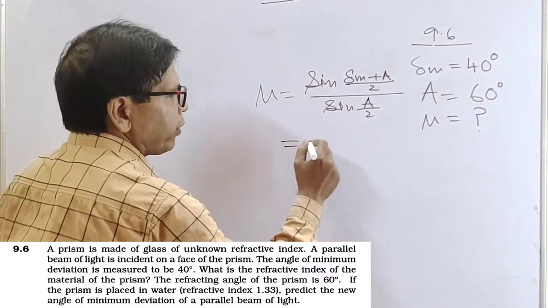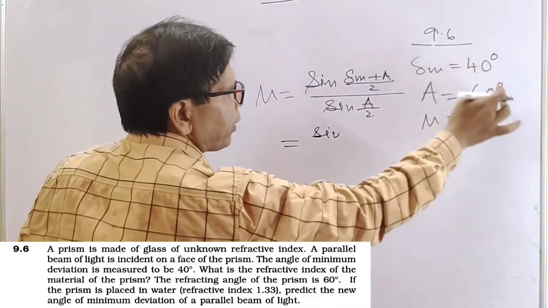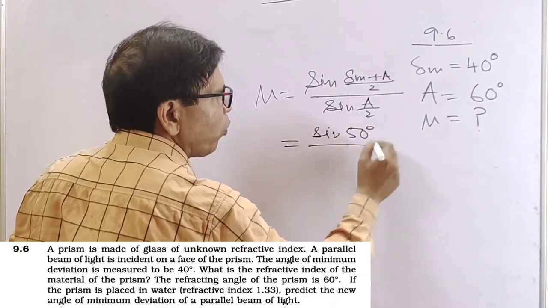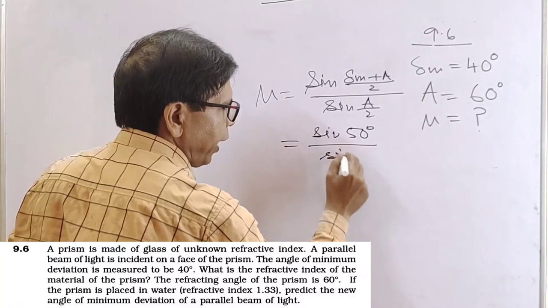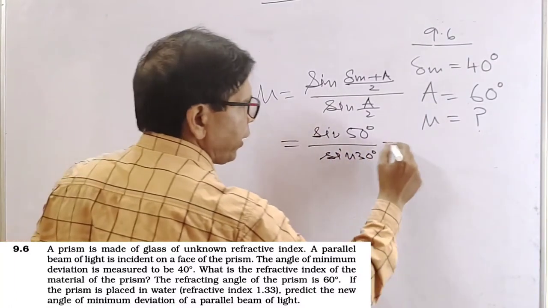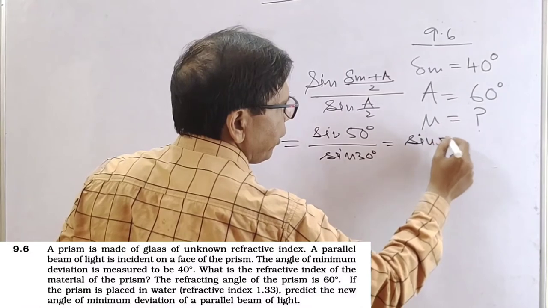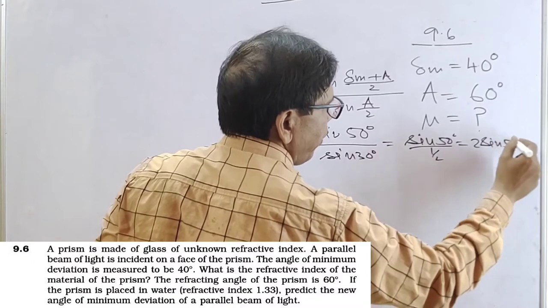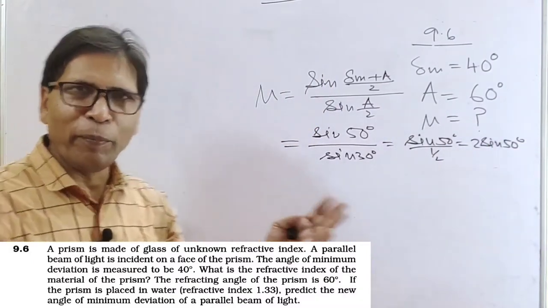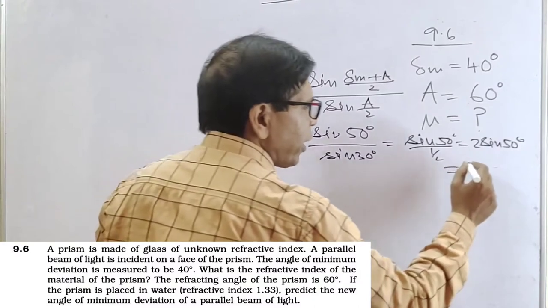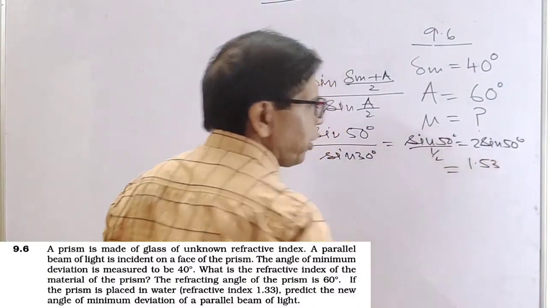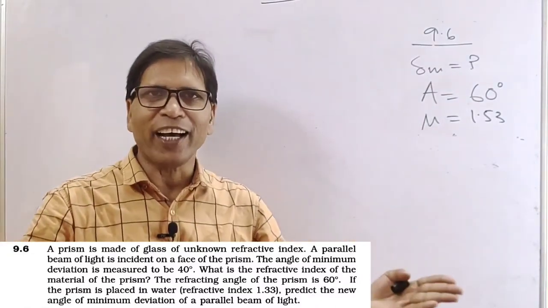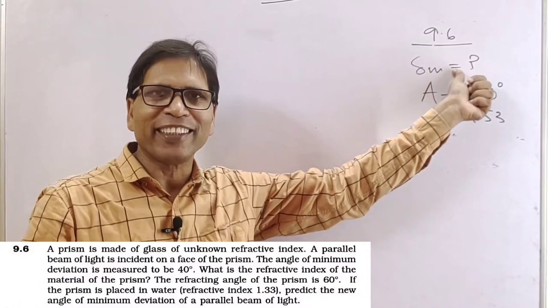So this is sine of (100 by 2), which is sine 50 degree. And A by 2 gives sine 30 degree. Therefore this is sine 50 degree divided by half, so 2 sine 50 degree is the value of RI of the material of the prism. This is almost 1.53. Understood? Now next. If the prism is placed in water, what will be the minimum deviation?